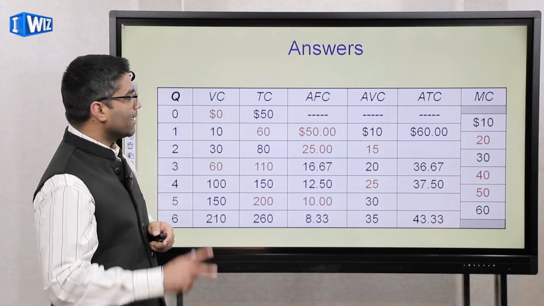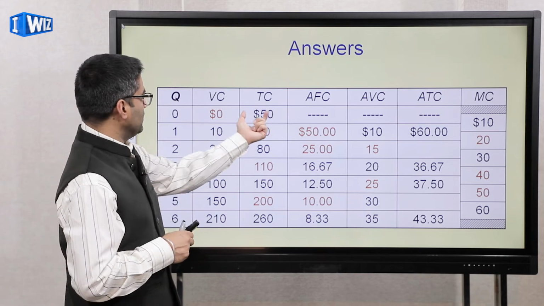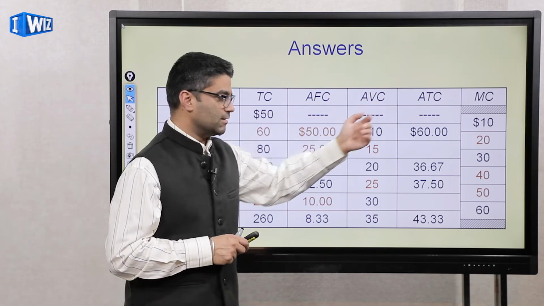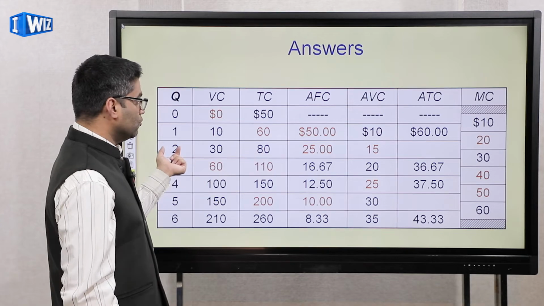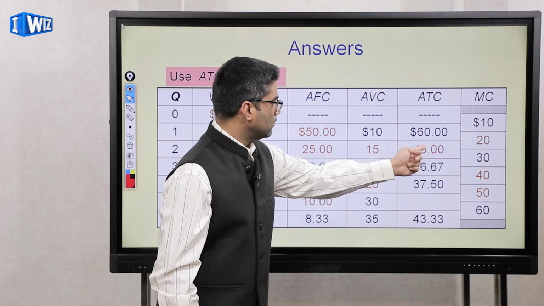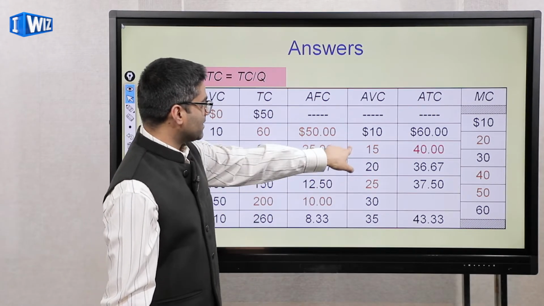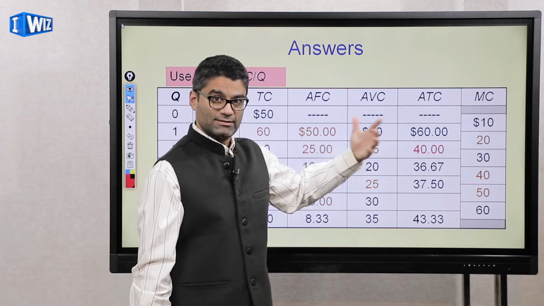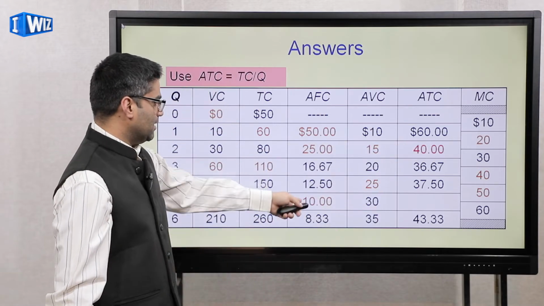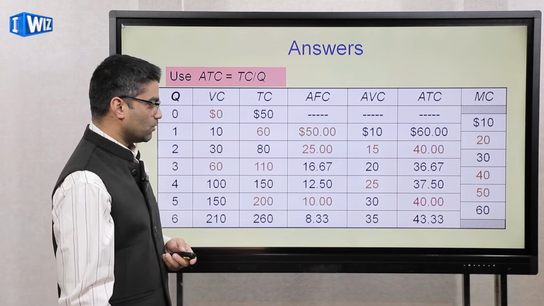Now the last column you can get two ways. You can either take total cost and divide it by quantity, which again is going to be undefined in the first one. So you can say 80 divided by 2 gives you 40. Or you could have said AFC plus AVC also gives you 40, because that's what ATC means. And then lastly, 30 plus 10 gives you 40 as well.